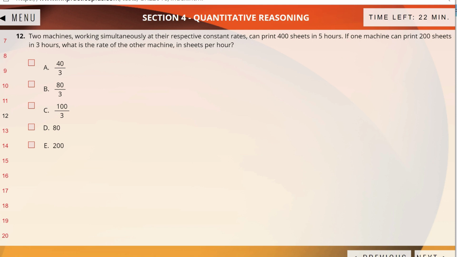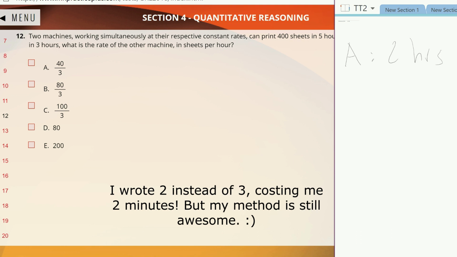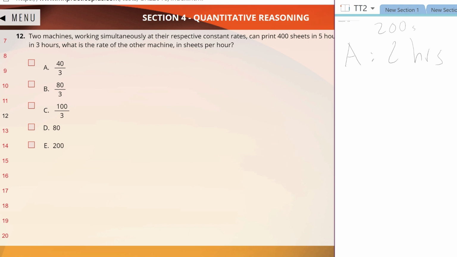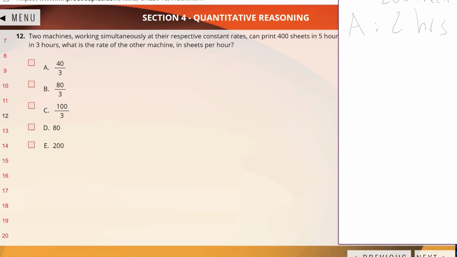My bad. Okay, so let's just say that the job is 200 sheets. So one job is 200 sheets. And one of the machines takes 3 hours. So that machine, we'll call that machine A, takes 3 hours. I'm just going to use my familiar work rate method that I featured in a couple of my videos. This is what we do when we have different rates. Let's define a job. I'm defining a job as being 200 sheets. That's one job. Okay, and they tell us that one machine takes 3 hours to do that job.